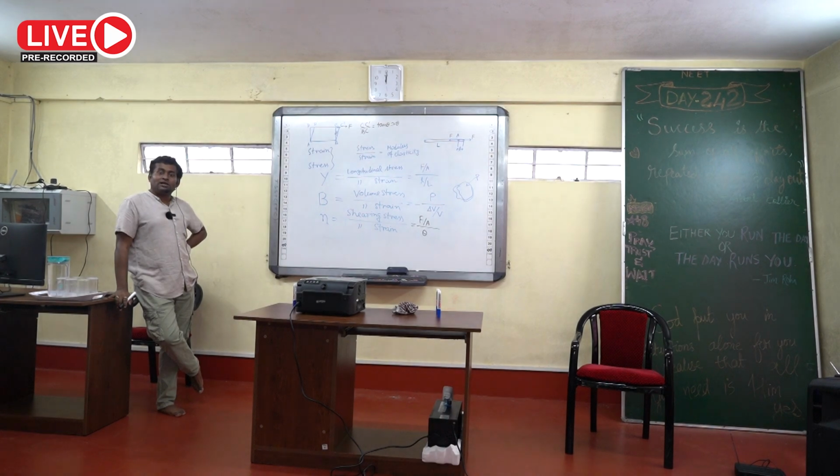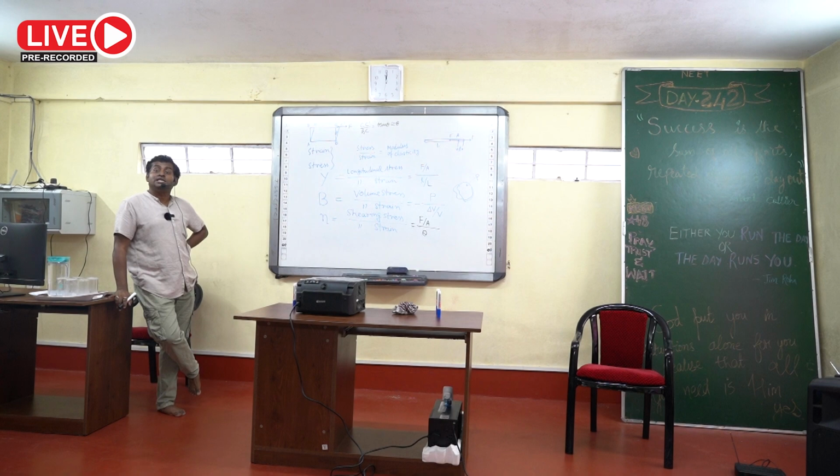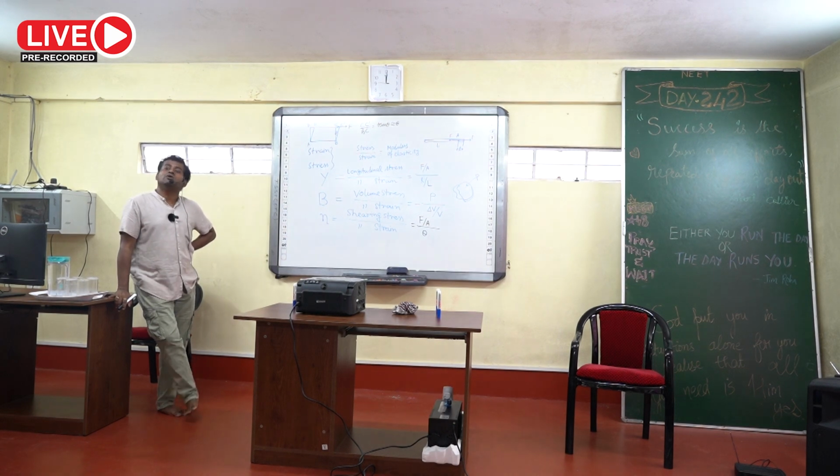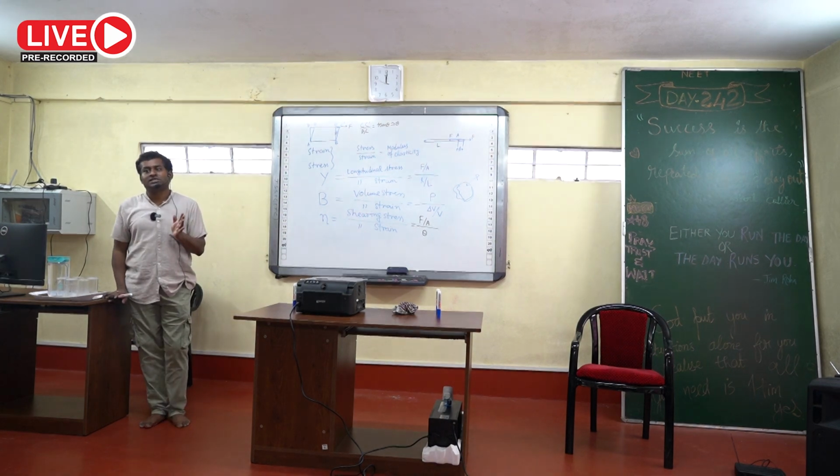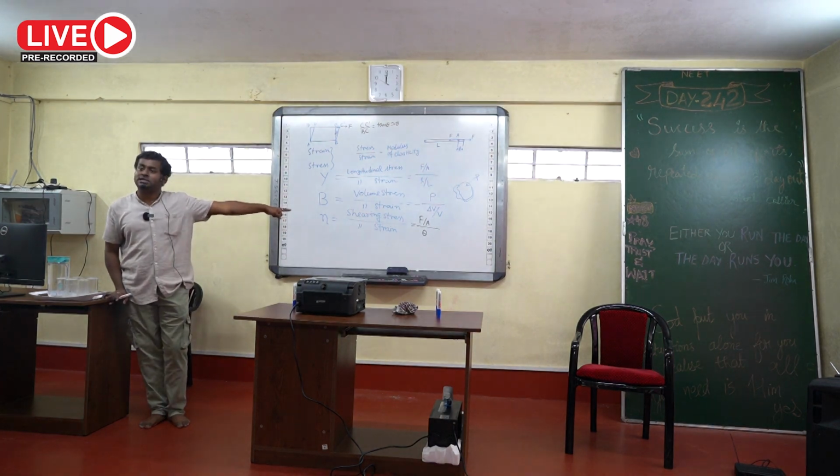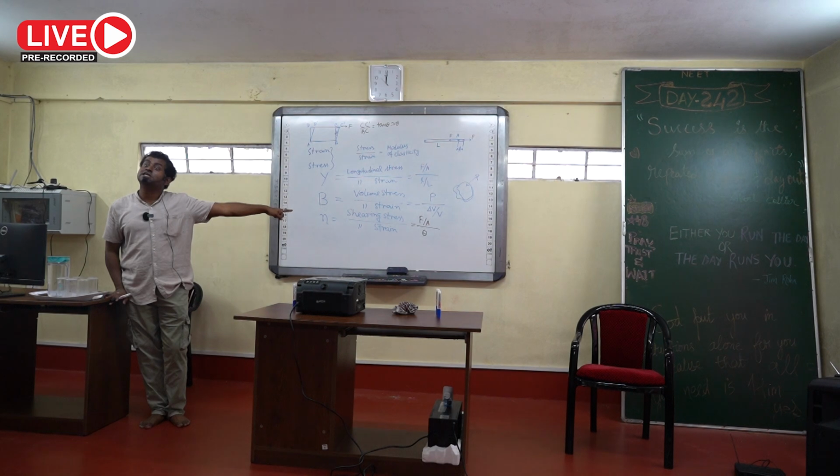Now check whether all strain is dimensionless. This theta is measured in radian, so that is also dimensionless. That is correct. Strain means change in any configuration by original configuration, so that is dimensionless. Change in length by original length, change in volume by original volume. So always strain is dimensionless. Same thing is maintained here. Theta is measured in radian, that is also dimensionless.